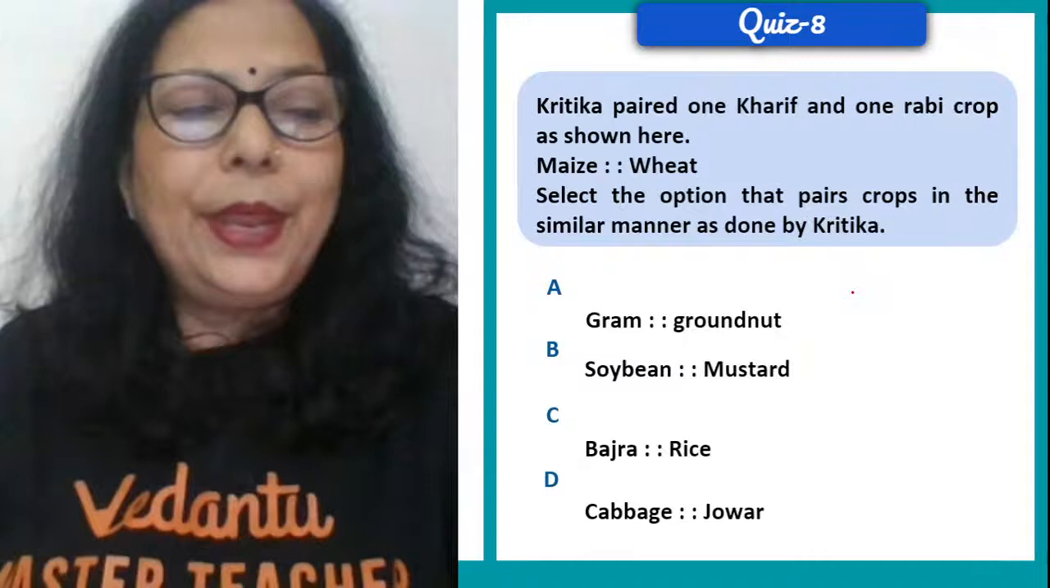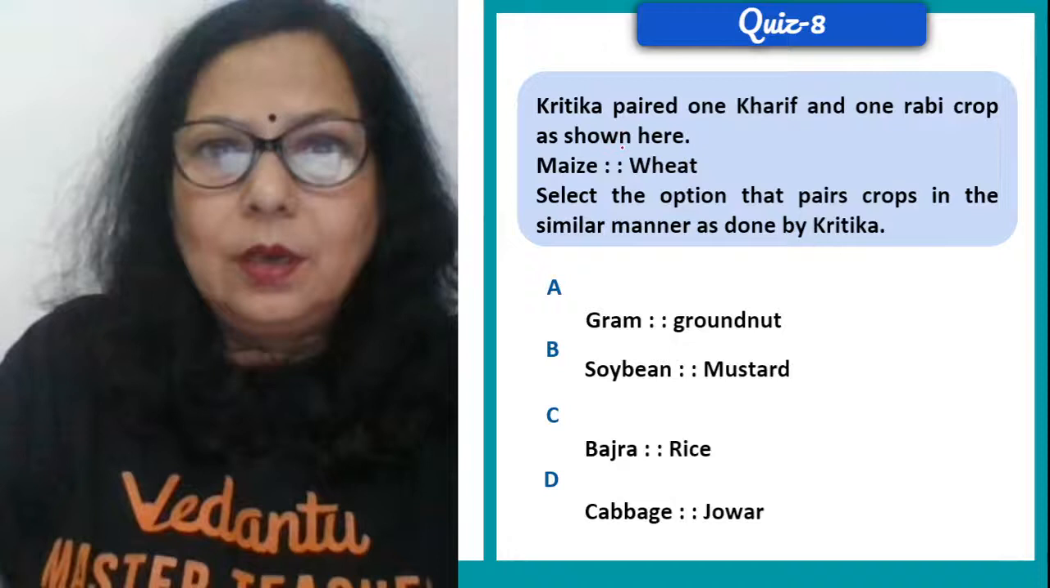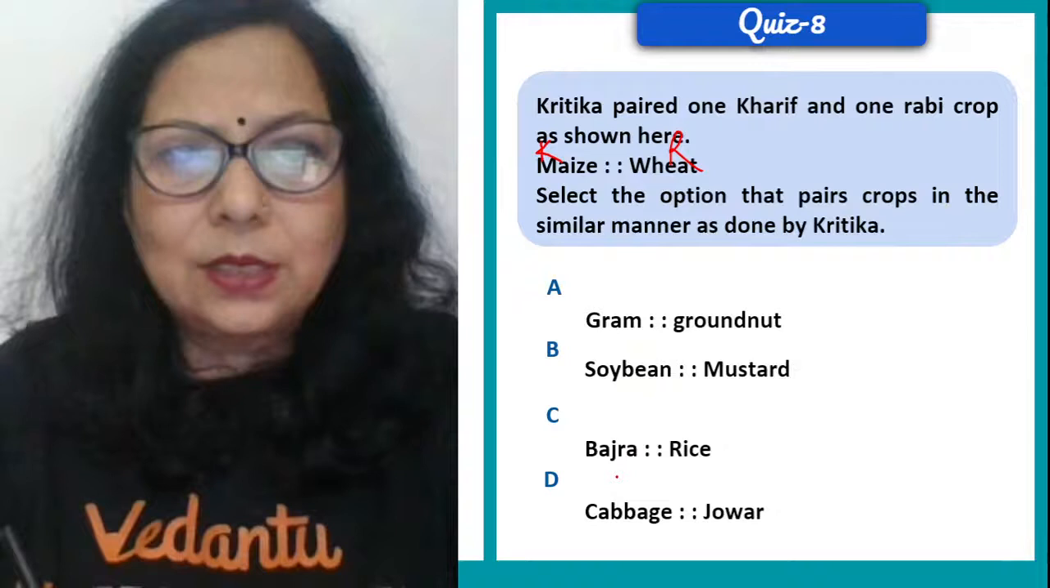Yes. Next. Last question and then you're going to tell me who was correct. Kritika paired 1 kharif and 1 rabi crop as shown here. Maize and wheat. Paired 1 kharif and 1 rabi crop. Select the option that pairs crops in the similar manner as done by Kritika. Gram and groundnut, soybean, mustard, bajra, rice, cabbage, jowar.